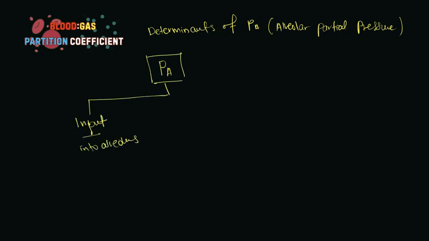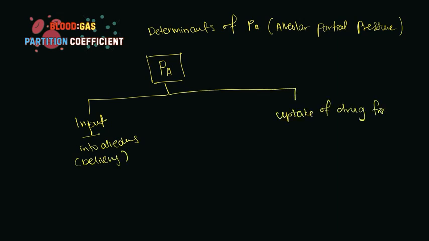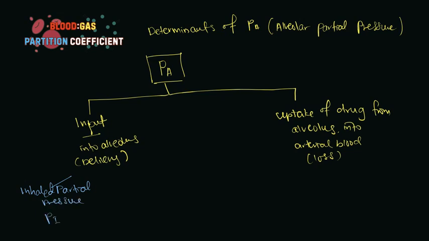We have the input, which is the delivery of gas into the alveolus, and also the output, which is the uptake of drug from the alveolus into the arterial blood, which is the loss. Delivery of gas to the alveoli is affected by the inhaled partial pressure, the number at the dial that we put, and the alveolar ventilation, as well as the breathing system.